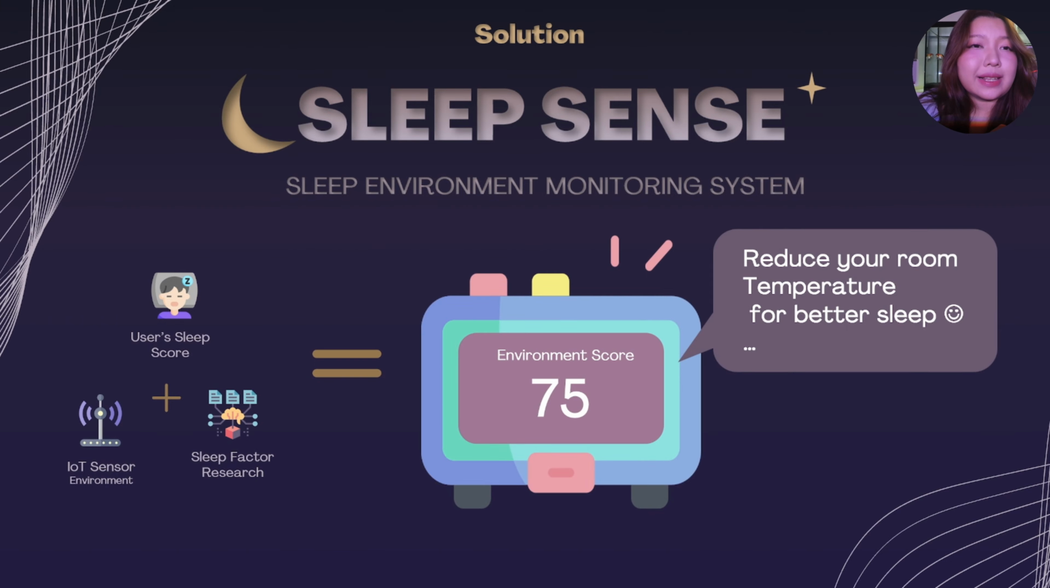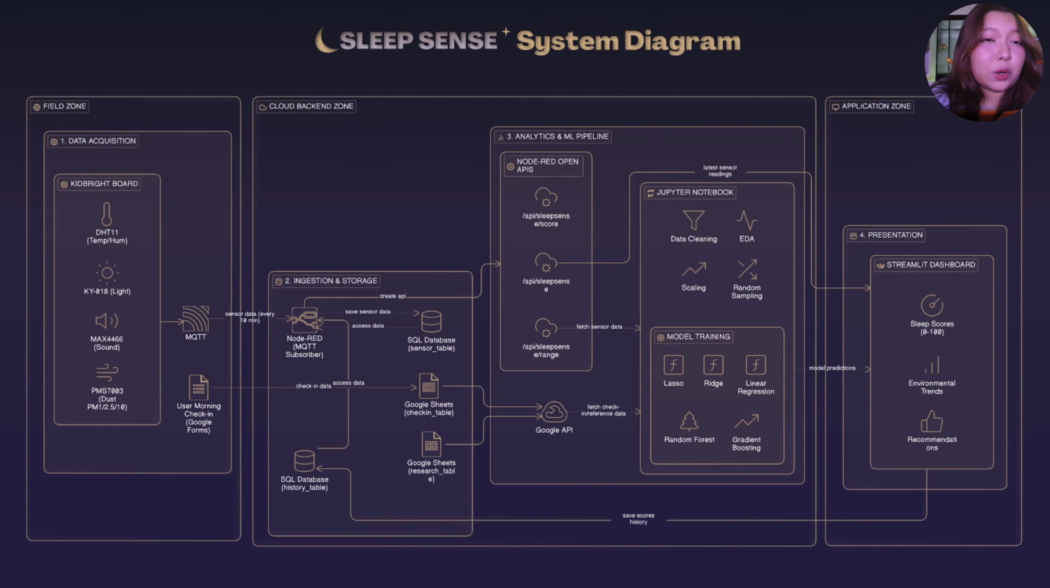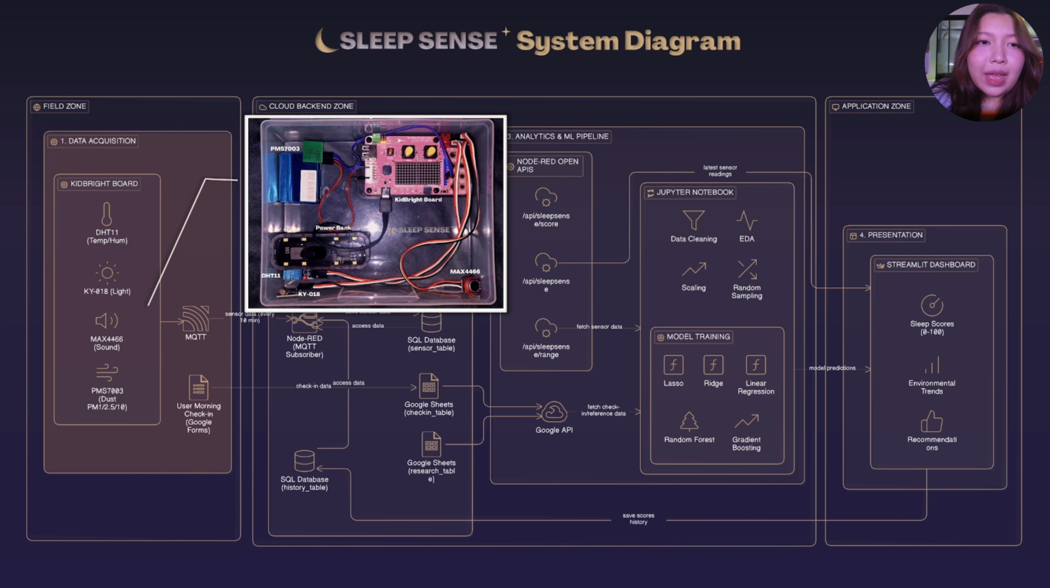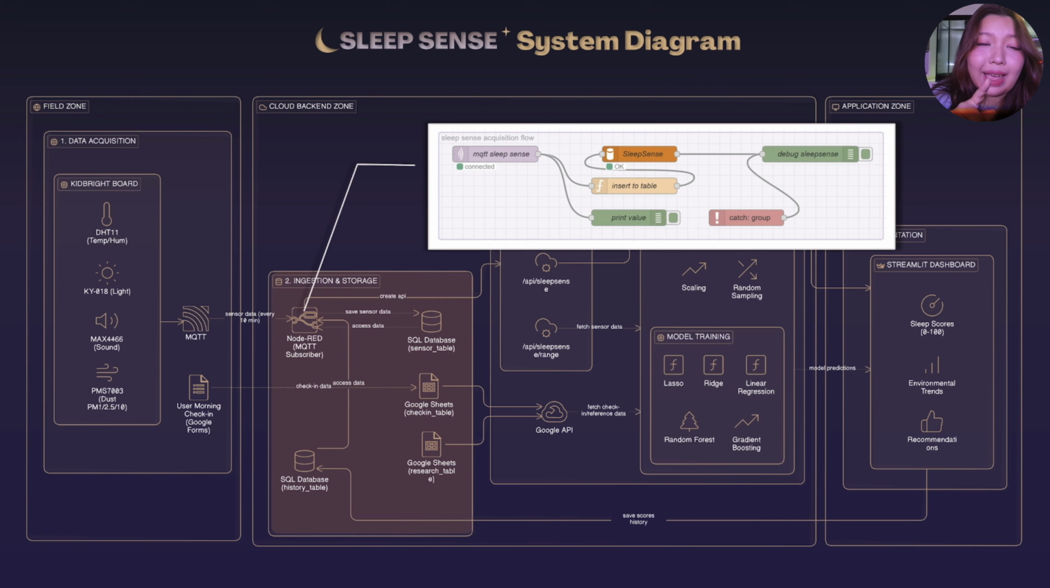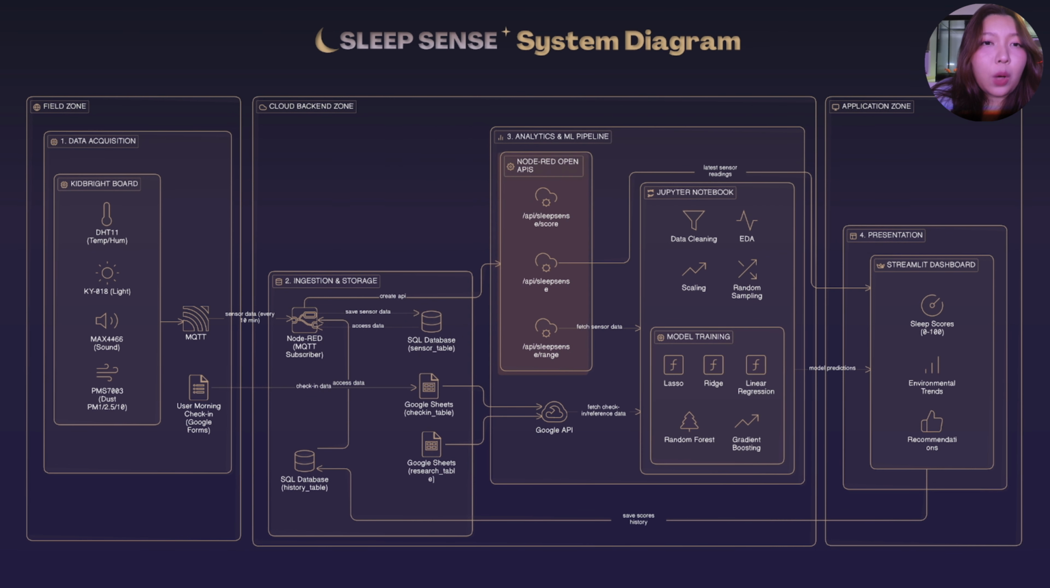Here is the overall system architecture. The system is built across 4 zones. The first zone is the Field Zone, a kit board with 4 sensors physically installed in the bedroom. Data is transmitted via MQTT to Node-RED, which acts as a central backend hub. Node-RED subscribes to the MQTT topic to write sensor readings to the SQL database every 10 minutes. And from here, 3 REST API endpoints provide data to our analytic layer.